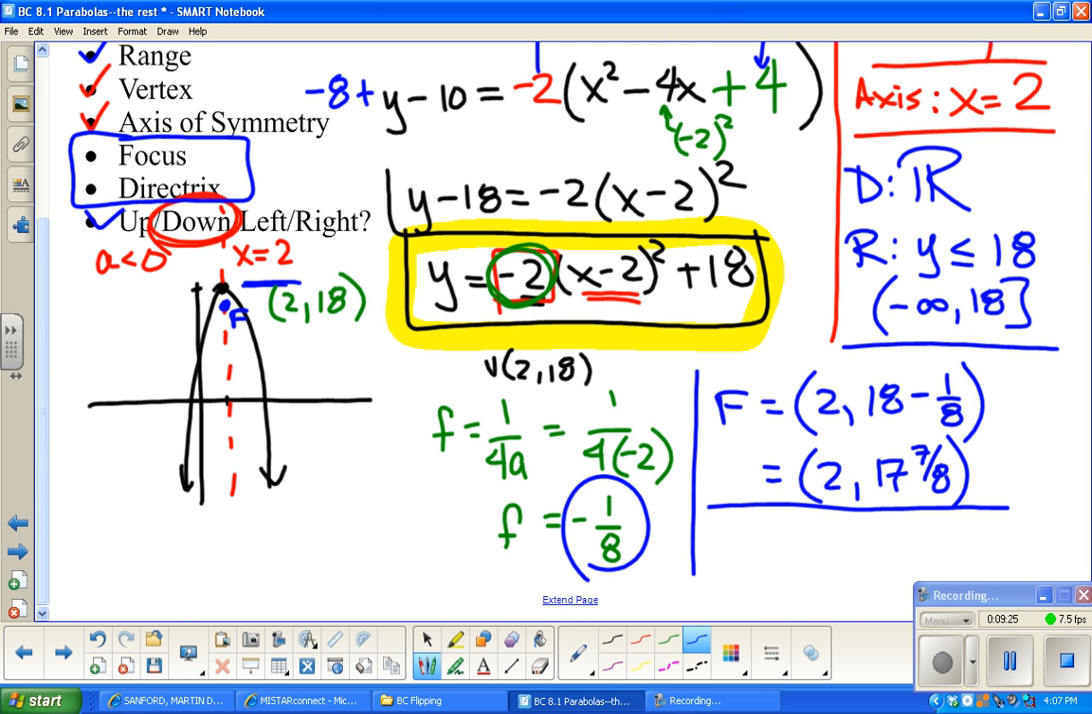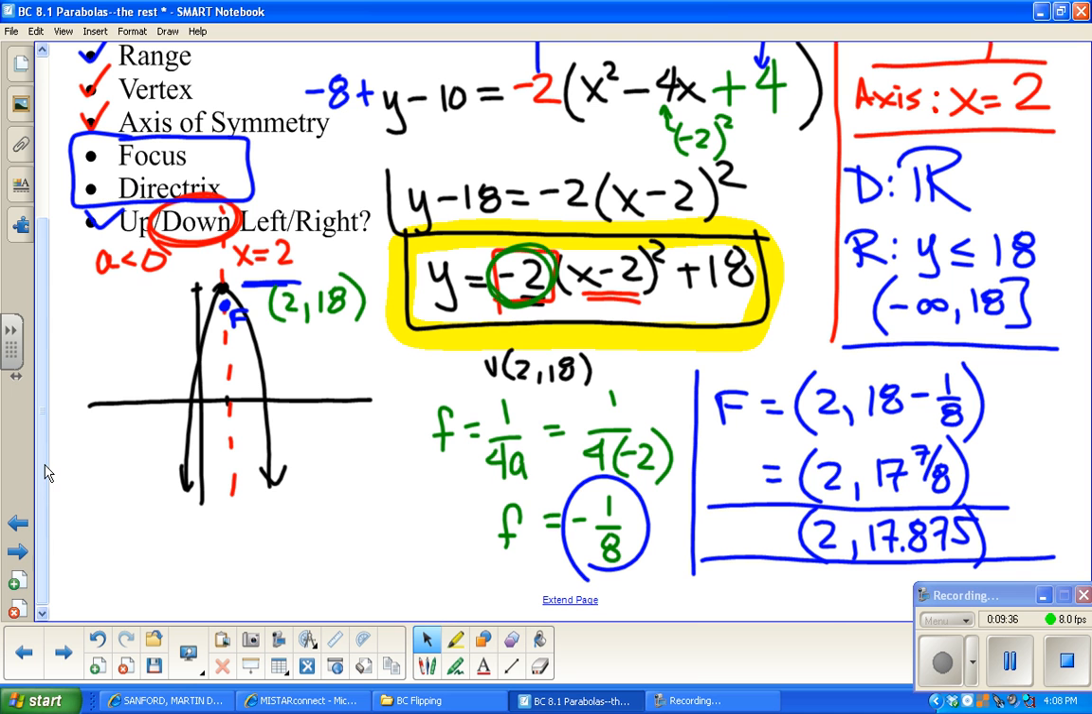Or if you prefer, 2, 17.875. Okay, so that's fine also. Okay, so that's the focus. Now, remember, the directrix is always on the outside of the curve. Okay, and so in this case, we're going to have to go up.